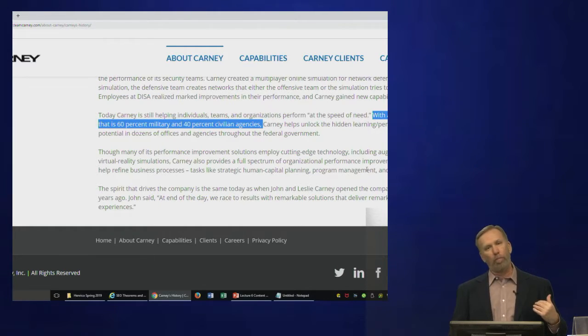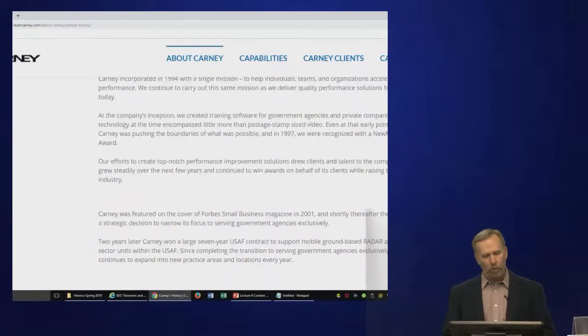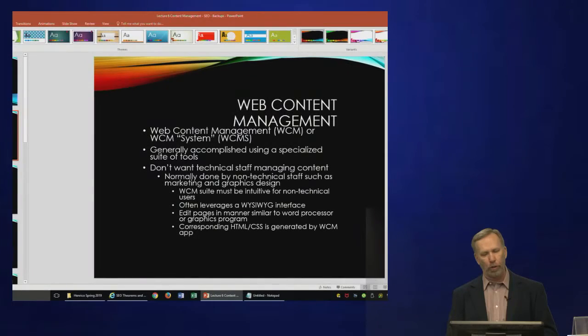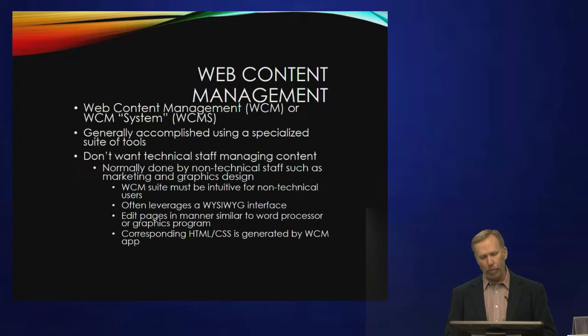So the web content management platform is designed to make sure that we have current relevant content on our website. And this is just one example of where that might be used. And I'm not going to look for the others, but there were several others on that same website that were interesting.